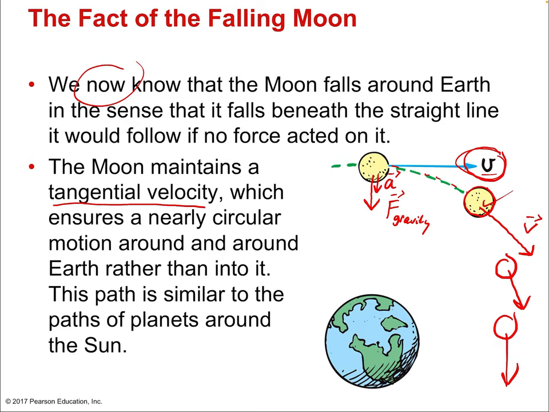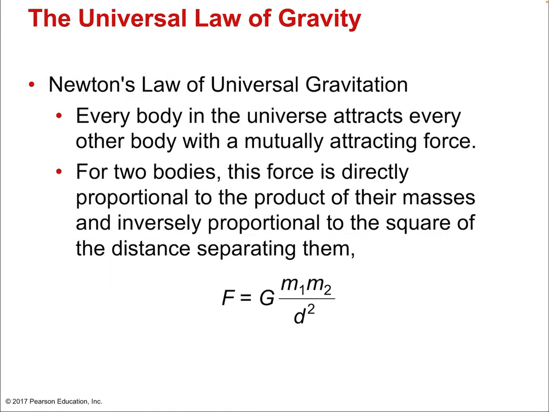Okay, and there's some tidal forces that maintain and balance out that speed, the same tidal forces that cause tides on Earth. So this path is similar to the paths of planets around the sun. It's the same principle. Some are more circular than others, but it's always the same idea, the idea of universal gravitation, which is what we're going to be talking about.